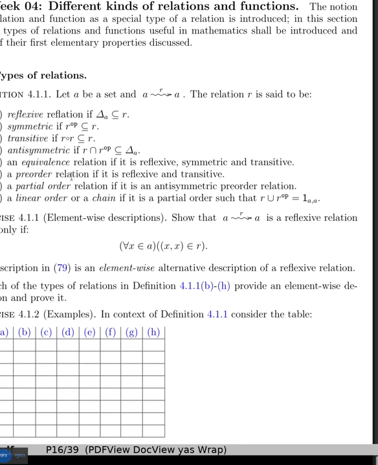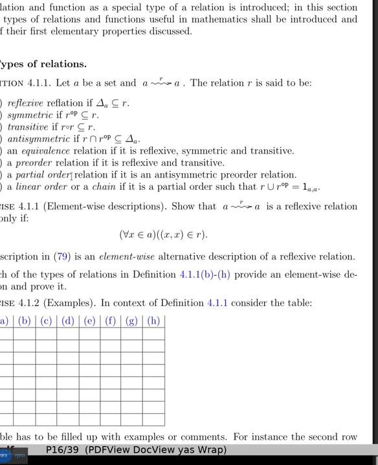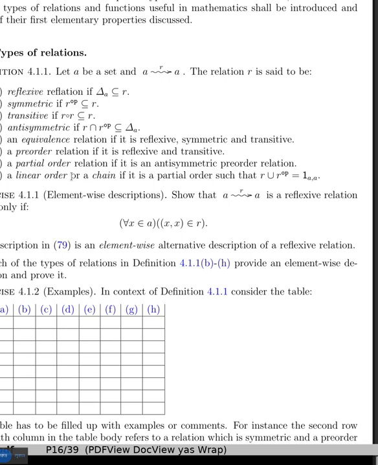Then let me quickly tell you about week 4 and the implications of these. If you have the material there and open it, you will see 4.1 gives the definition, and 4.1.1 gives a list of all possible known types of relations. The first one is the reflexive relation. The usual description of a reflexive relation is given by axiom 79, which says that for every x in A, x is related with x.